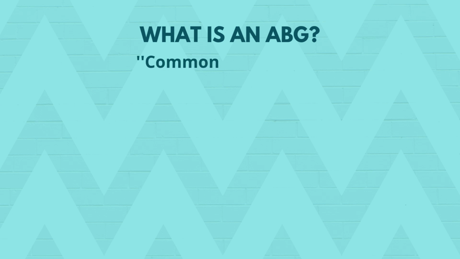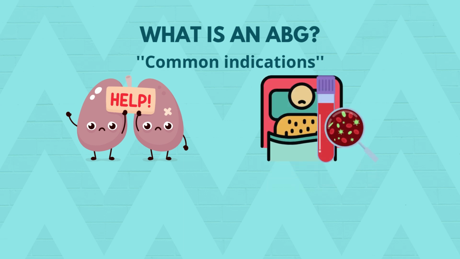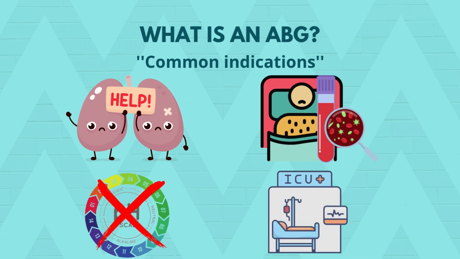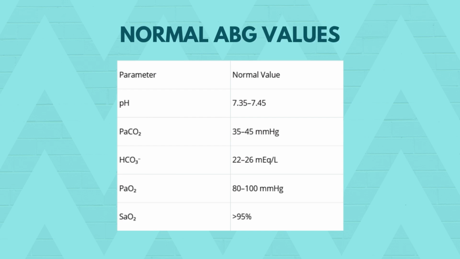Common indications for an arterial blood gas analysis are respiratory distress, shock or sepsis, suspected acid-base disturbance, or monitoring critically ill patients. We're now looking at the normal ABG values. The pH should be between 7.35 to 7.45. The carbon dioxide should be between 35 and 45. The bicarbonate should be between 22 to 26. The PaO₂ should be between 80 and 100, and the saturation should be above 95%.